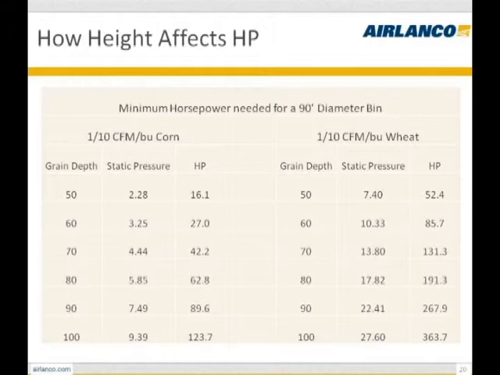Aeration, as far as maintaining the quality of the grain, the grain's never going to be any better than it is in the first gen. If you don't maintain it, but you're going to have to sometimes get some horsepower. Like I said, you're going to store wheat. And this is another example of this.